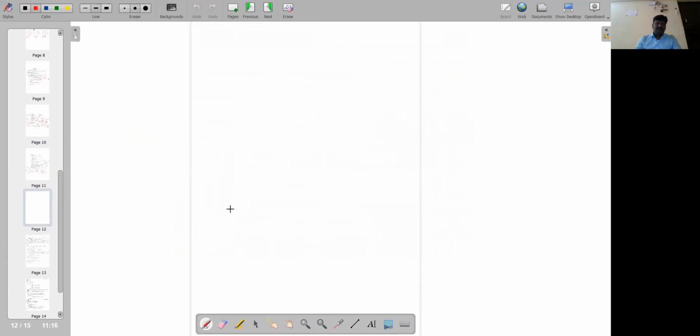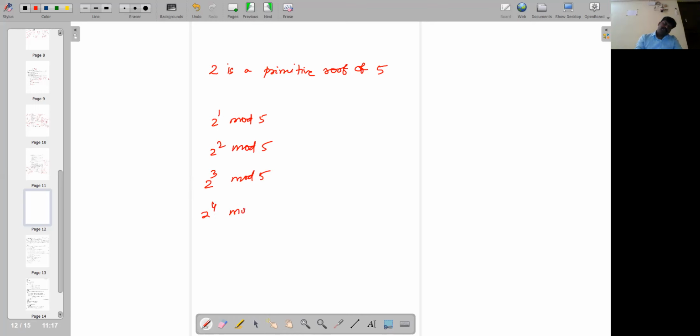Suppose you wanted to prove that 2 is a primitive root of 5. In that case, what will you do? So 2 power 1 mod 5, then 2 power 2 mod 5, 2 power 3 mod 5, and then 2 power 4 mod 5. So what will you do?